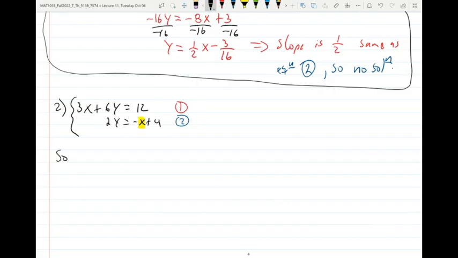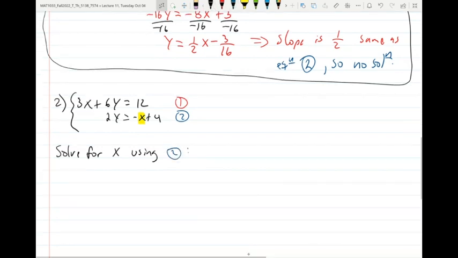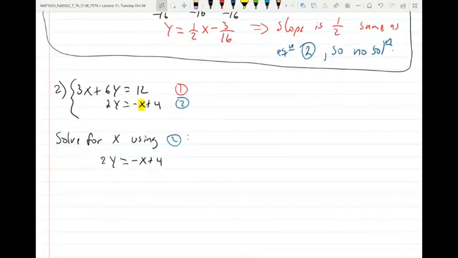So I'm gonna solve for x using equation number 2. Okay, so we have 2y equals -x plus 4. I'm gonna swap, so the x comes to the left positive and the 2y goes negative, so that becomes 4 minus 2y. So just switching these two. Any questions up to here? Okay, what are we supposed to do now? We solved for x. What do we do now?